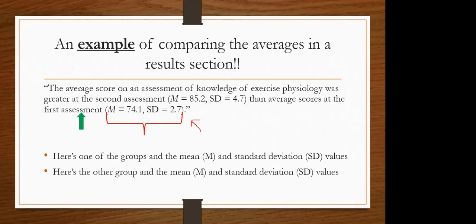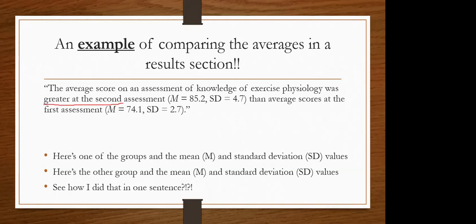And you see how I did that in one sentence? It's easy. You're just spelling out the means and the standard deviations, and then I gave a little statement here about which one was greater. So these are greater, so here I would say greater at the second assessment, and we showed that they were significantly different, so you can go on and roll with that.